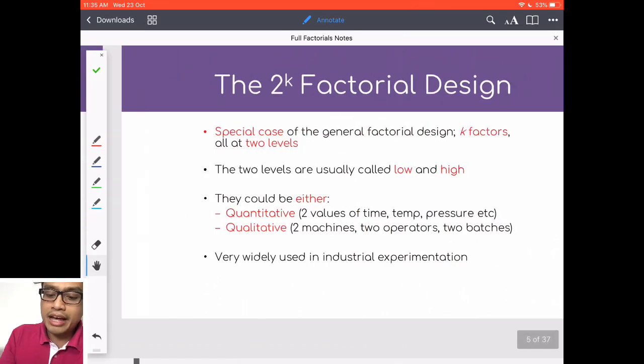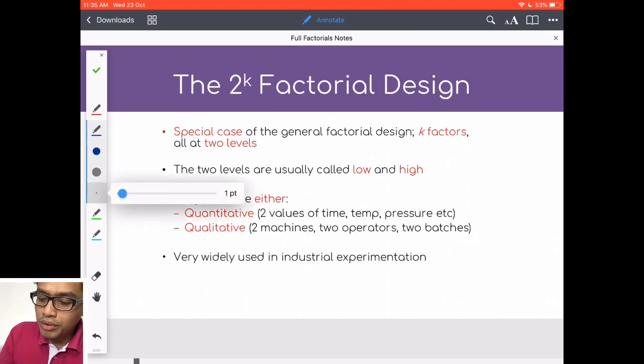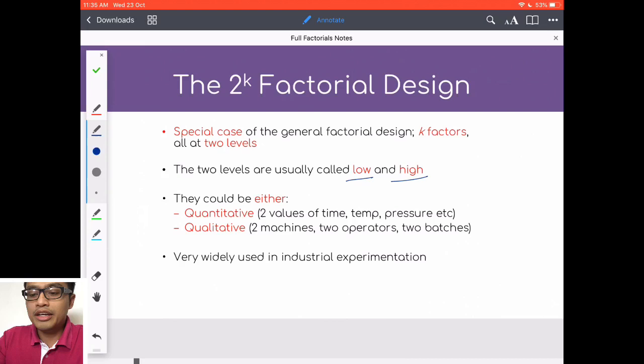Okay, so you must have low and high. So let's increase this to 2 points, low and high. One more point, low and high. So either you have time, maybe 10 seconds to 20 seconds. Temperature, maybe 20 degrees Celsius to 40 degrees Celsius. That means you have two different levels, just two maximum, right?